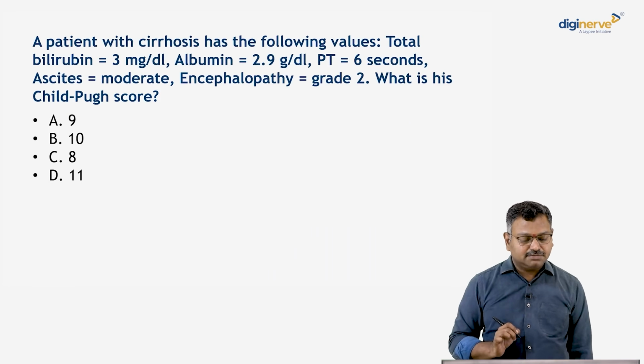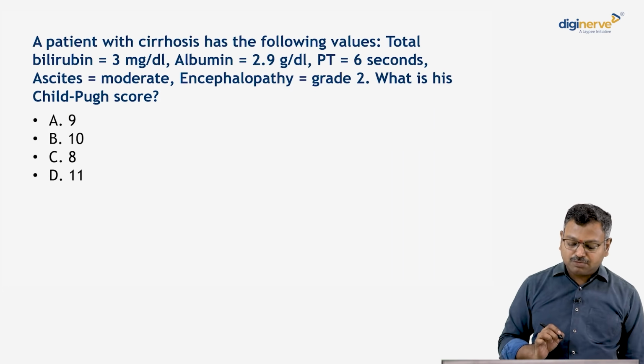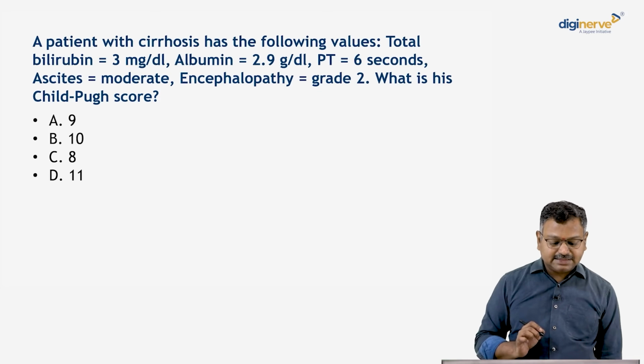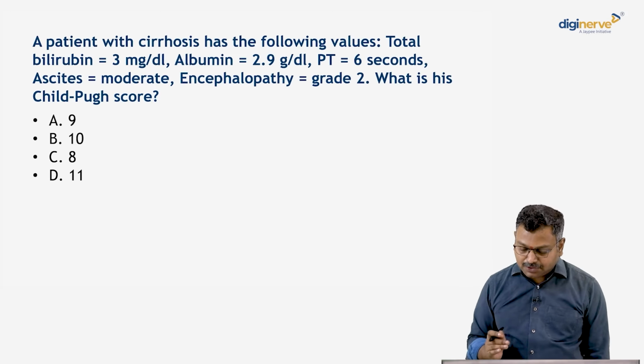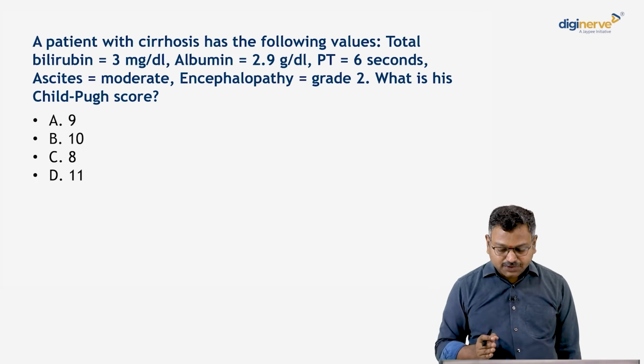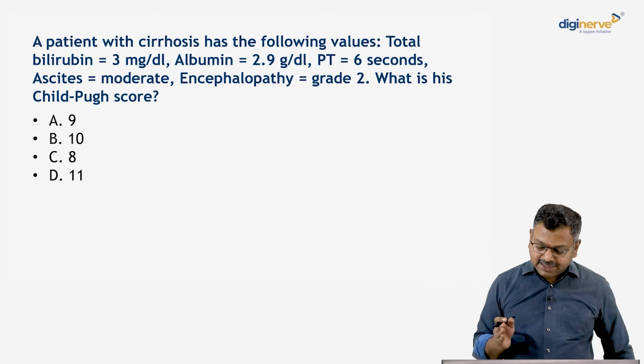Patient with cirrhosis, bilirubin is 3, albumin is 2.9, PT is 6 seconds, ascites is moderate, encephalopathy is grade 2. What is this Child-Pugh scoring? Now Child-Pugh scoring is going to give a scoring for each of them.